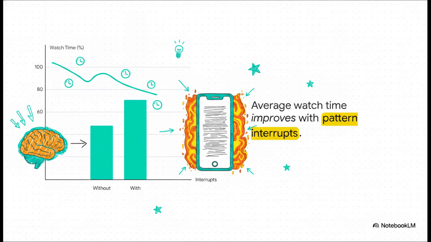Even while they're reading, the viewer's peripheral vision is catching the movement of that 6-second molten core video, which acts as a continuous visual pattern interrupt to constantly reset their attention span.